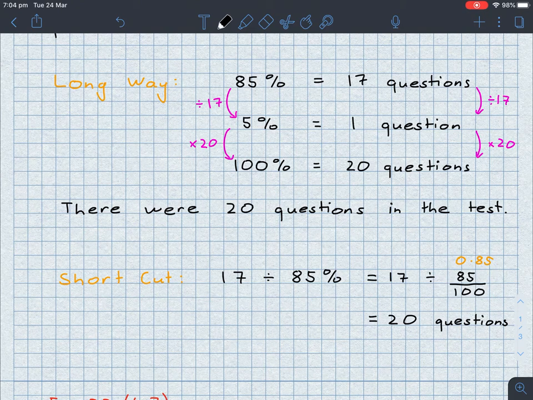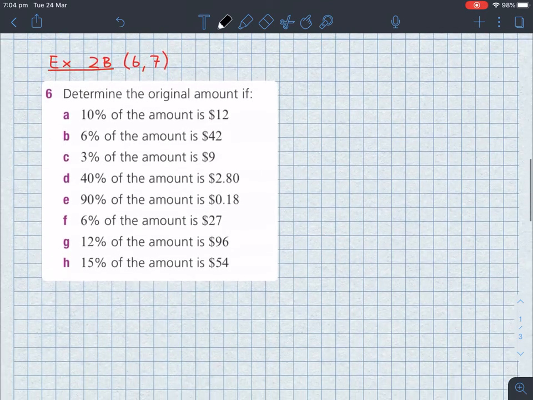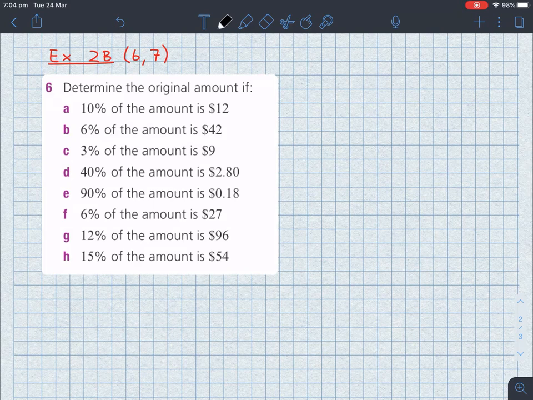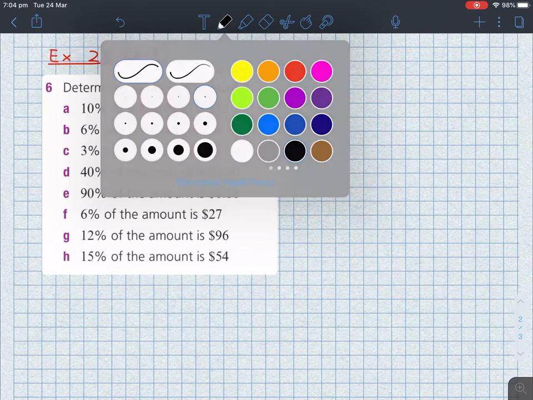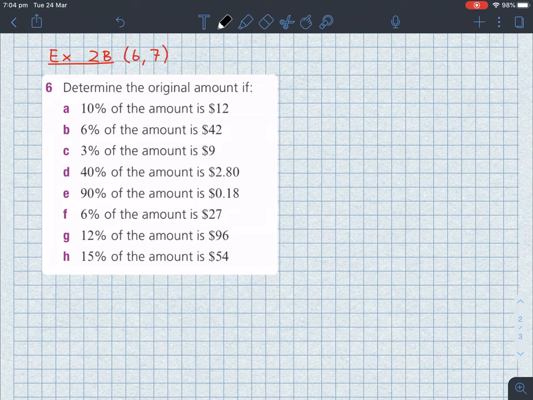So we're going to have a look at some questions from our textbook now. If you forgot to take your textbook home with you from school, I've put the questions on the notes for you. And I'm going to go through the first couple with you as well. So we're doing exercise 2B, just questions 6 and 7. So question 6A, you'll see here, says we're working out the original amount if 10% of the amount is $12.